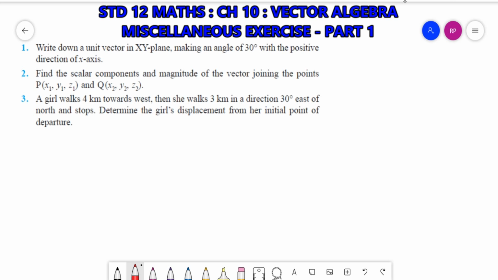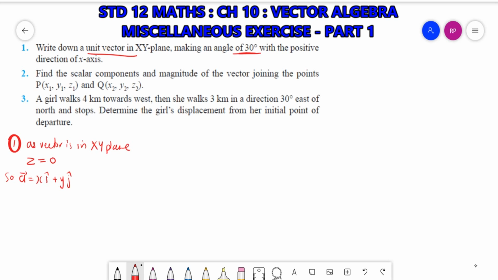Question number 1. Write down a unit vector in the xy plane making an angle of 30 degrees with the positive direction of the x-axis. Now see, as the vector is in the xy plane, the z component will be equal to 0. The vector will be equal to xi plus yj. Now it is making an angle of 30 degrees with the positive direction of the x-axis, and also it is a unit vector.